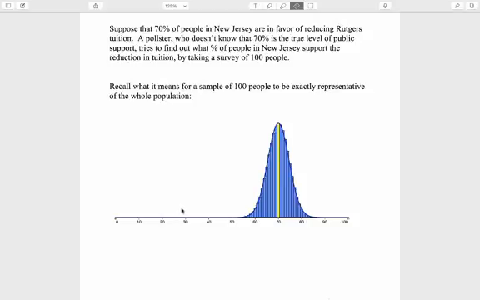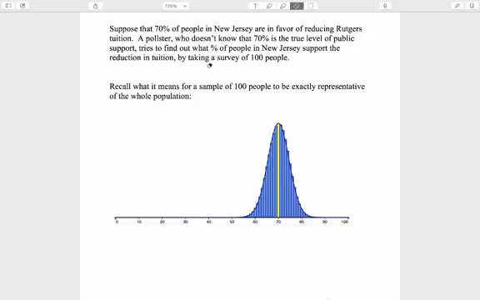But all that was really a warm-up. What we really care about is the culminating example of the course. We've seen examples like this, but now we'll see what's really going on. Suppose that 70% of people in New Jersey are in favor of reducing Rutgers tuition. A pollster who does not know that 70% is the true level of public support tries to find out what percentage of people in New Jersey support the reduction in tuition.